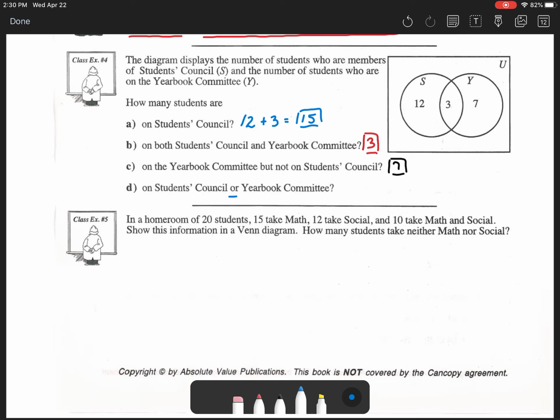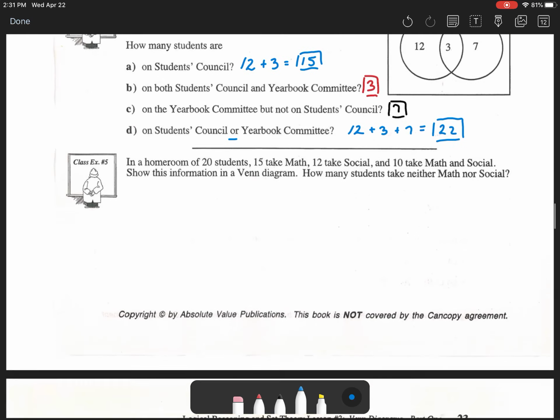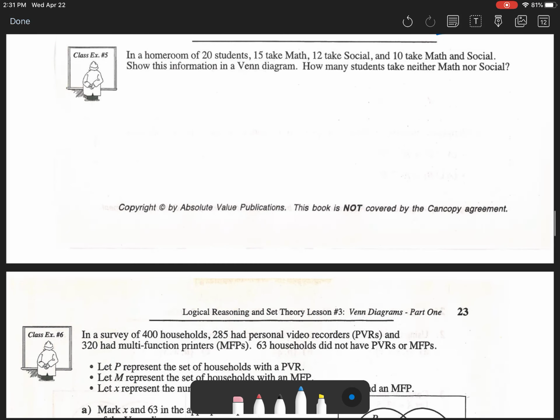Okay, and then finally, on student council or yearbook committee. This is like saying A or B, P or Q, in this case S or Y. With that calculation, it's anything inside the two circles altogether. So that would be 12 plus 3 plus 7, which gives me a total of 22 students. Those are the types of questions where they give you the Venn diagram, and you're answering questions based on the numbers provided.